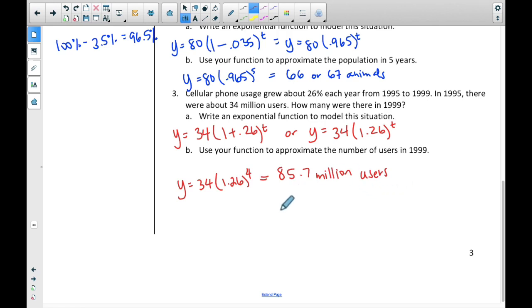Okay, you should have come up with 85.7. That is in millions. You have to go back and look. They're talking about millions here. So that is 85.7 million users. And I wouldn't round, because 0.7 is 700,000, and that would be a lot of people you're rounding. So I wouldn't round that any more than that. Just leave it there.